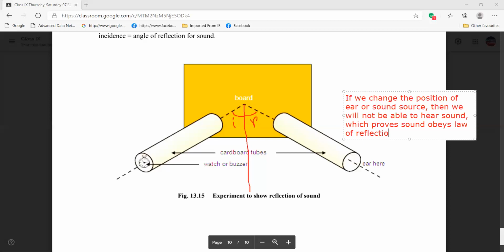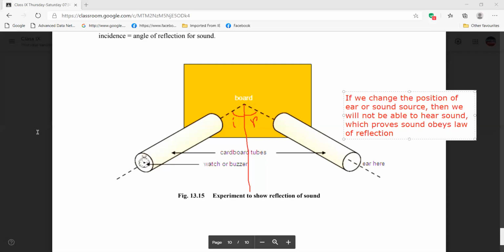Are you writing? Yes, sir. Drawing is done. So write the notes I gave you correctly. Take your time and do it correctly. Law of reflection. Okay, done. So we are done with the topic.